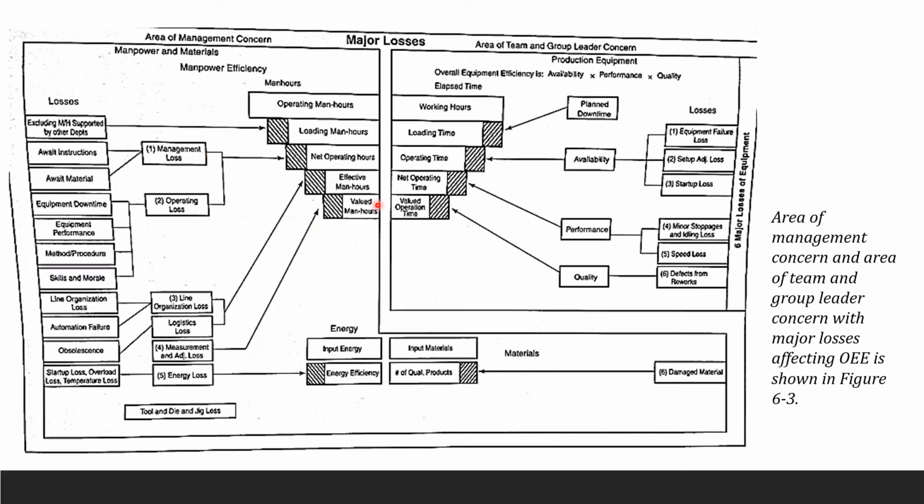The same thing, we're looking at the losses, and these are the reasons for these losses. They're just showing you your area management concern and then your team and group leader concern, and those are our major losses in the facility.